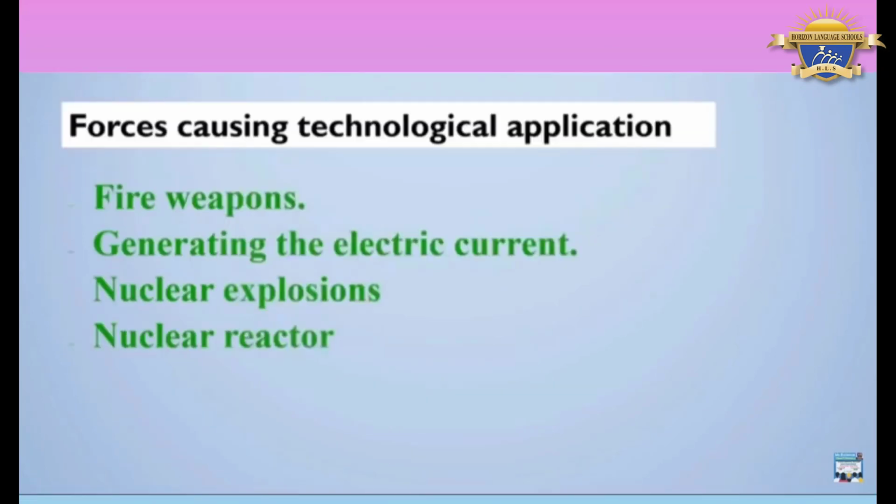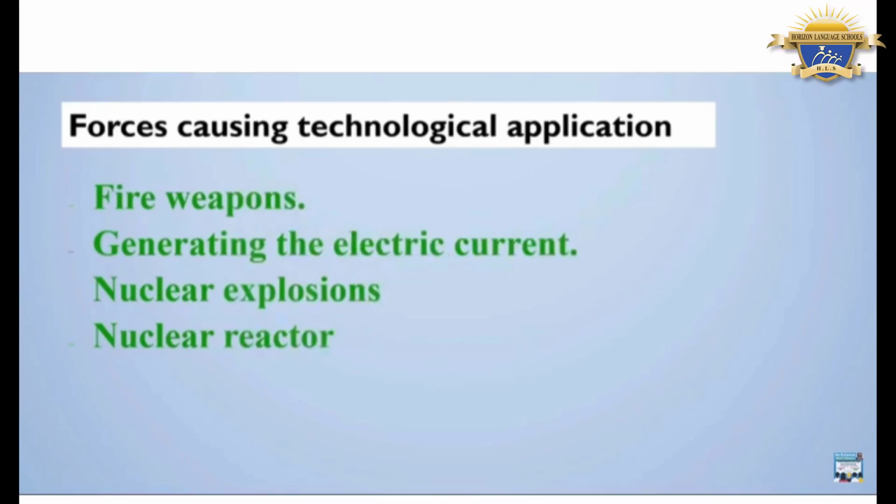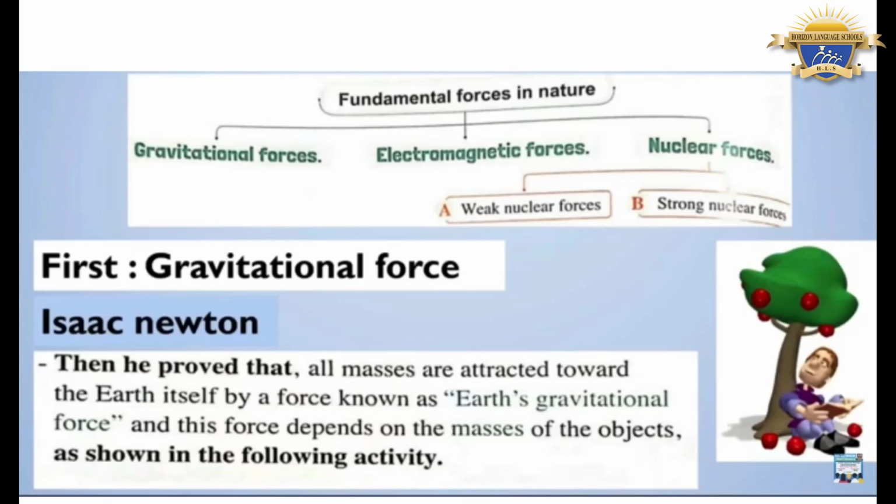Forces causing technological applications are firearms, generating electric current, which is the electromagnetic force, nuclear explosions, and nuclear reactors. So we can study the fundamental forces in nature, which are 3 types. Number 1, gravitational forces. Number 2, electromagnetic forces. Number 3, nuclear forces, which are 2 types: weak nuclear forces and strong nuclear forces. Today we will study gravitational force.